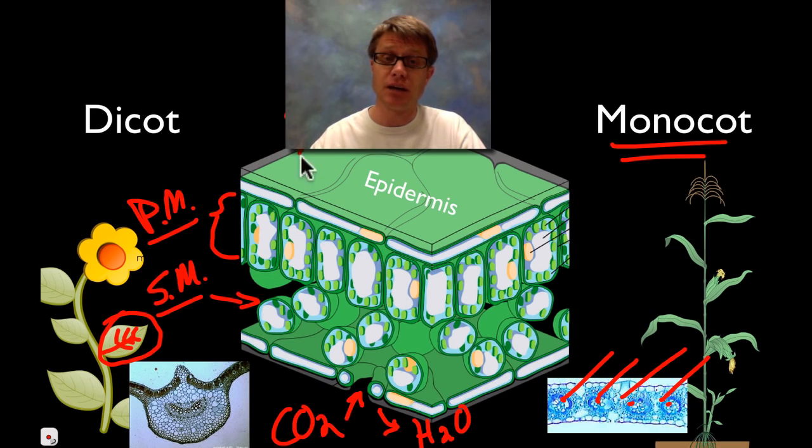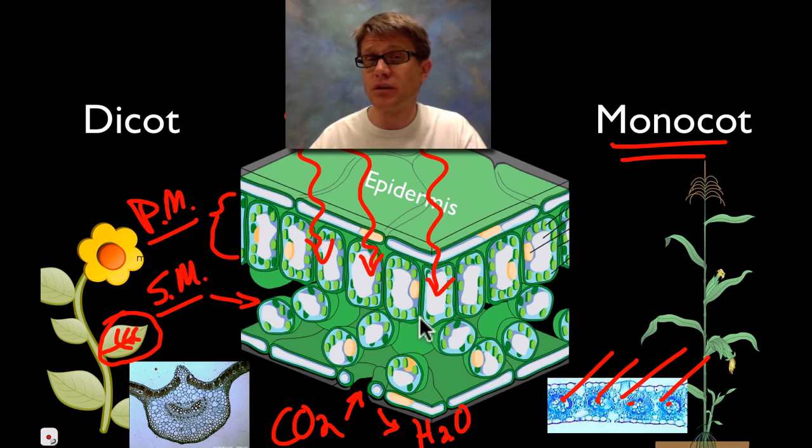So we're going to have light coming in, and that light is hitting chloroplasts, and that's where the photosynthesis is taking place. But what else do we need for photosynthesis? Well, we need that water. That's going to come through the vascular tissue, and then we need carbon dioxide.